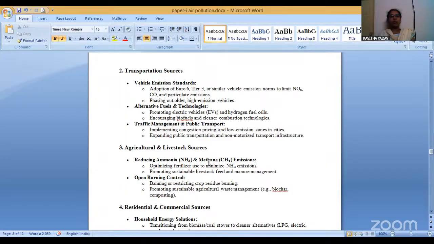Then coming to open burning control. What does open burning control mean? After crop harvesting, it means reducing the burning of crop residues in agricultural fields. When we burn those crops or residues in the field, then what will happen?